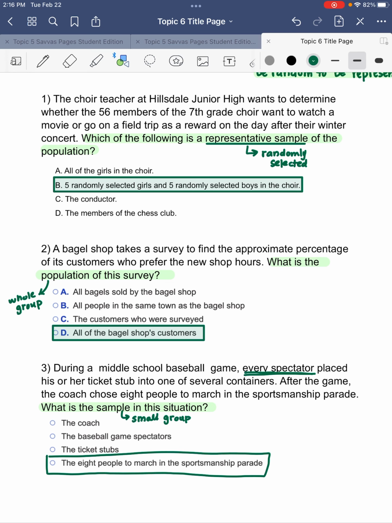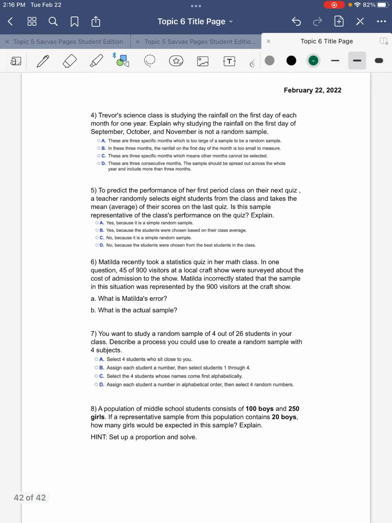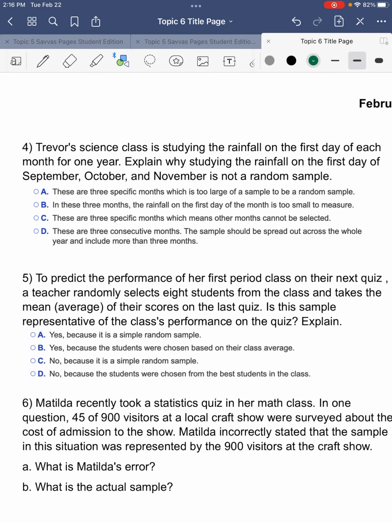That's the small group. Okay, let's move on to number 4. Trevor's science class is studying the rainfall on the first day of each month for 1 year. Explain why studying rainfall on the first day of September, October, and November is not a random sample.